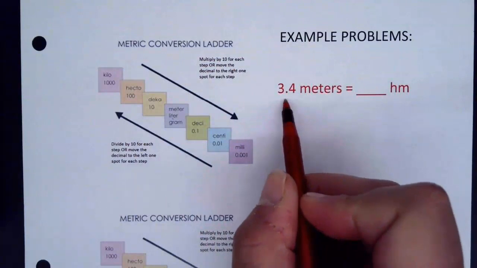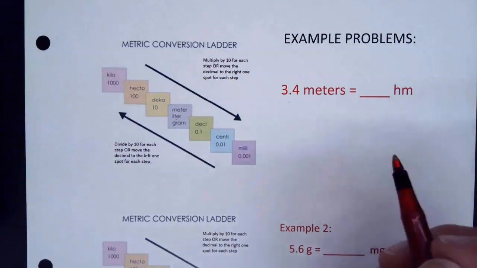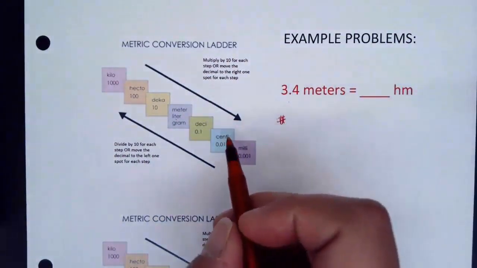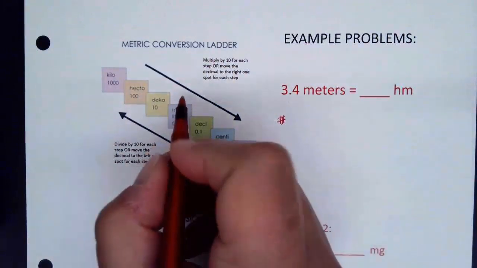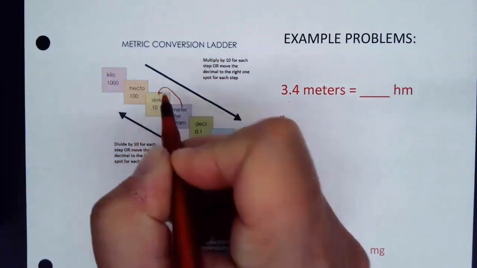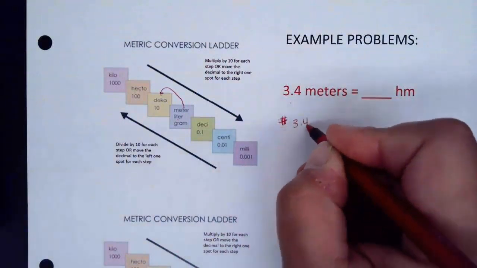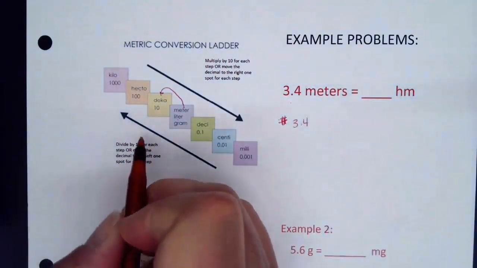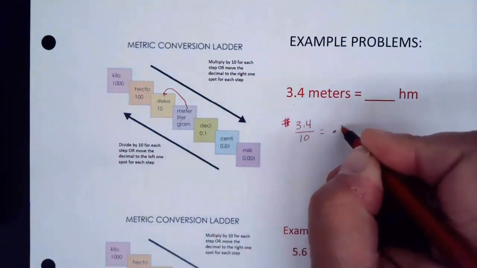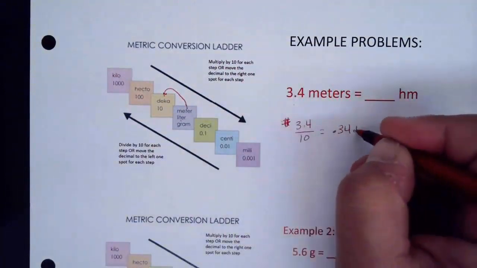So let's say we have 3.4 meters and we want to know how many hectometers that is. Well, let's go with number 1 strategy, which is going to be using the numbers of 10. So if you look here, we started with meters, right? And we're going to go up 1 step. So then we would take this number, 3.4, and because we are moving up, we would divide it by 10, right? And that's going to give us 0.34. But that'll give us 0.34 decameters.